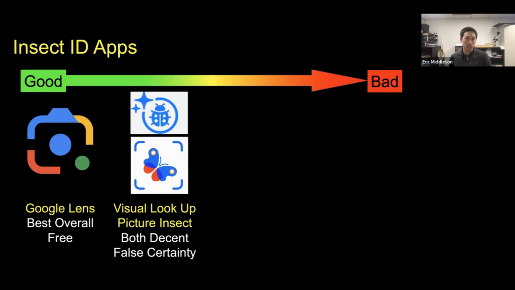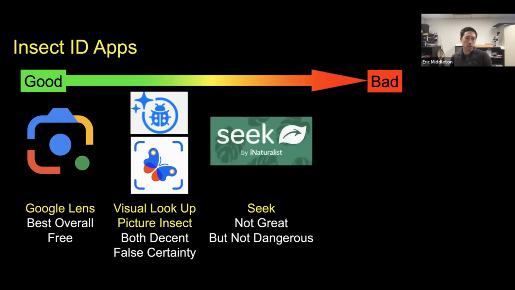So if you have an iPhone, you basically have that built in, or if you want something else, like an app that you might have to purchase, Picture Insect also isn't too bad. We also have Seek by iNaturalist. It's not great, but it is free.